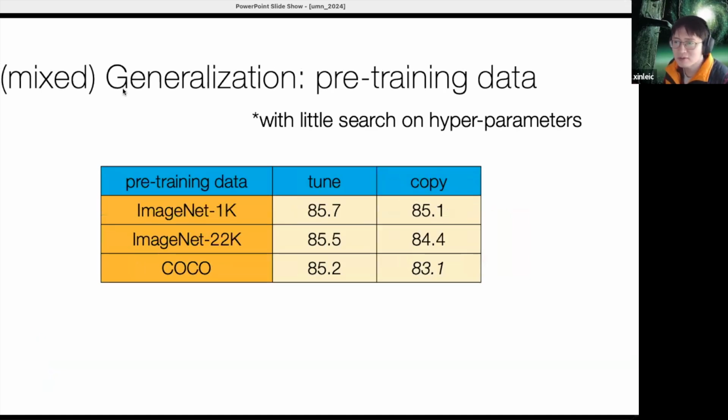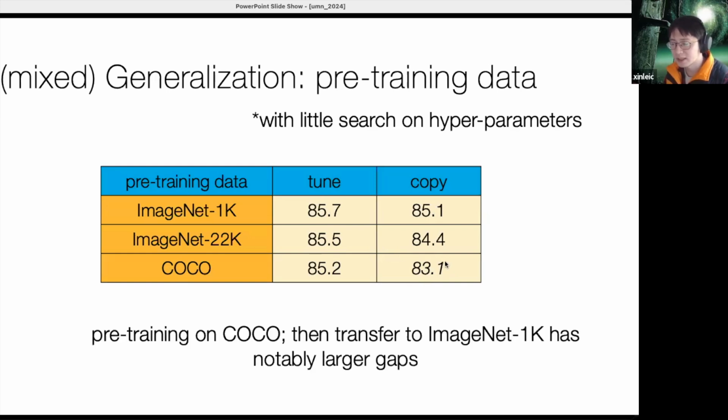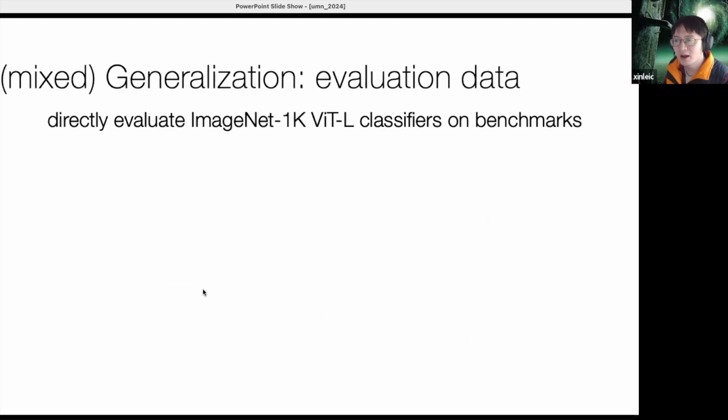We see some mixed generalization with pre-training data. We tried pre-training on different datasets, and we find that it can hurt the performance, especially if we pre-train on COCO and then do attention copy, there's like a 2% drop with attention copy. And this is some mixed signal.